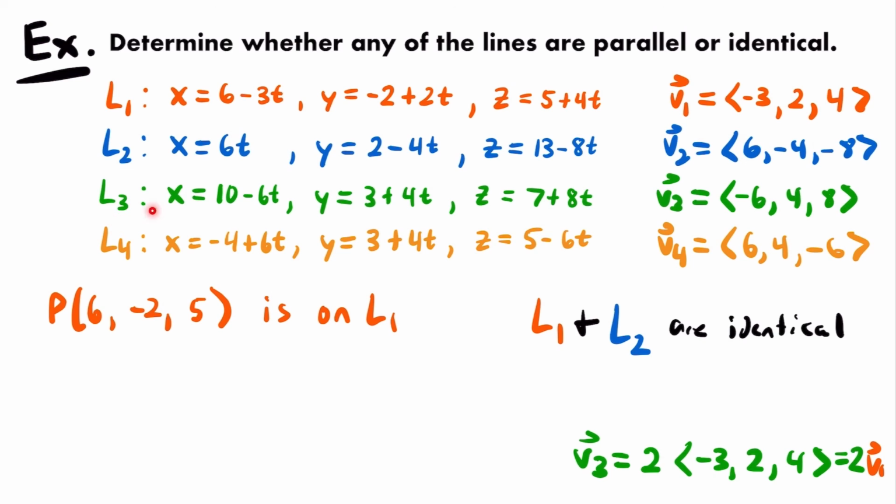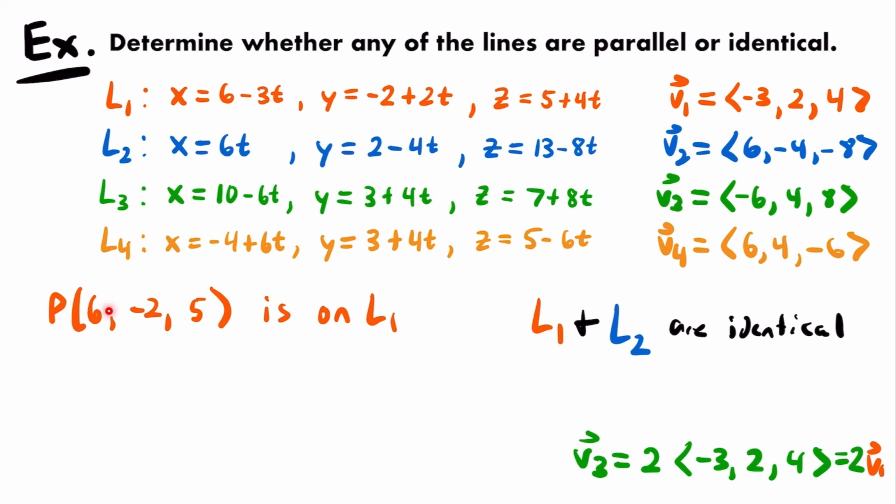But then let's check on line 3. Let's see if line 3 also contains this point, because then we could say that it's also identical to these two lines. In that case, we would say that line 1, line 2, and line 3 are identical. But let's not say that yet. We don't know that for sure. Let's check. We need to see if this point is on this line.